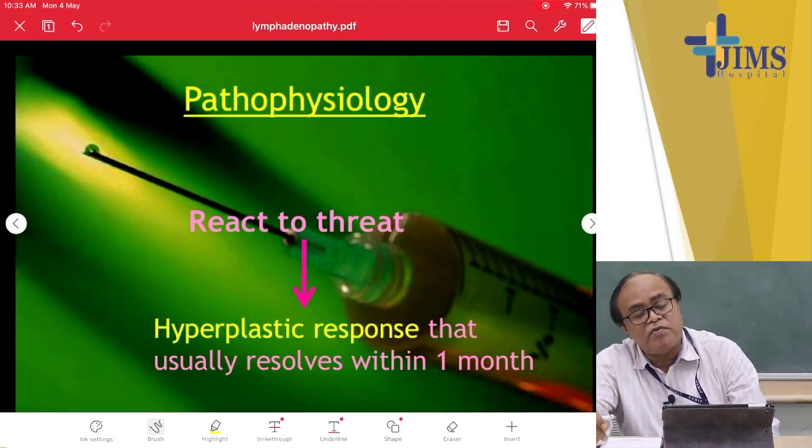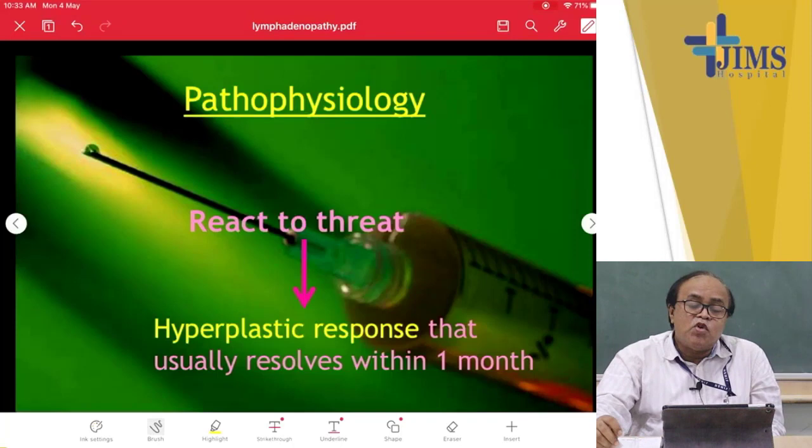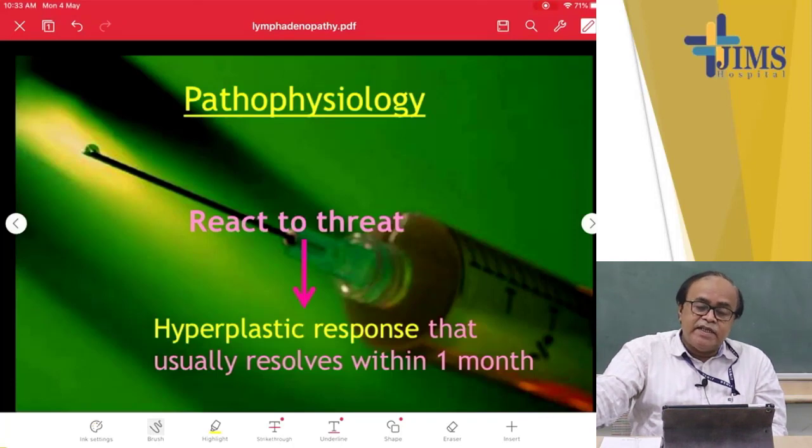Now, what happens? Pathophysiology. These lymph nodes are for our protection against disease. That may be bacterial disease, viral disease. So, any sort of infection, you know the structure of the lymph nodes. There are cells which protect our body and produce antibody against bacteria, viruses, etc.